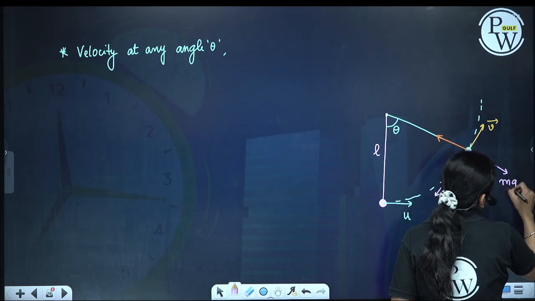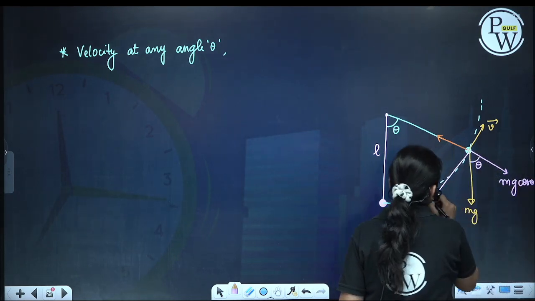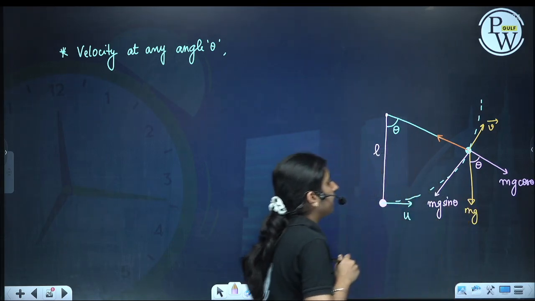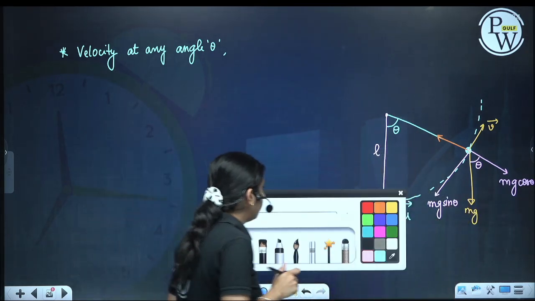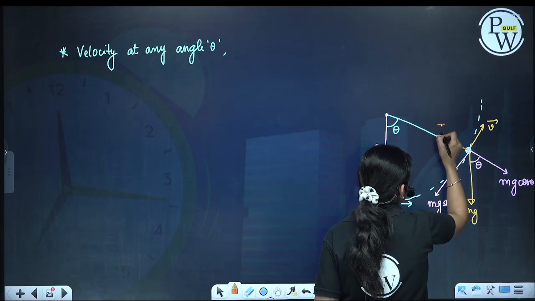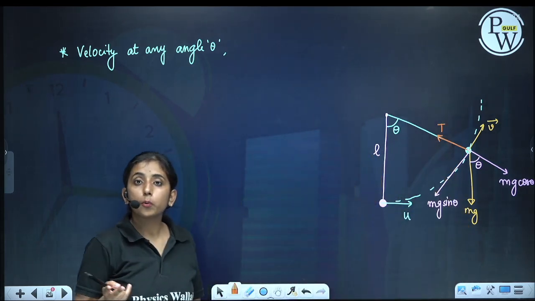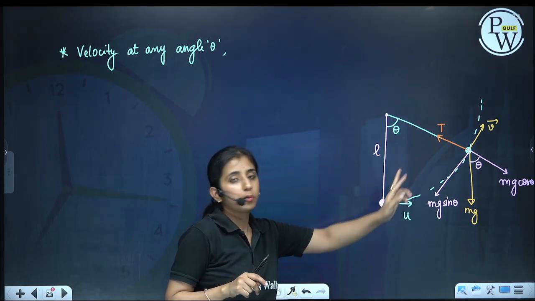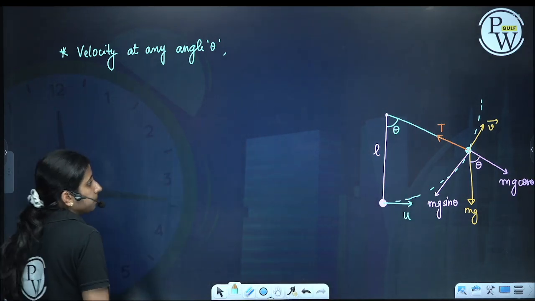So here we will be having mg cos theta, here we will be having mg sin theta. Now mg sin theta is decreasing its speed, and mg cos theta and tension, the net of the two will provide us the net centripetal force.